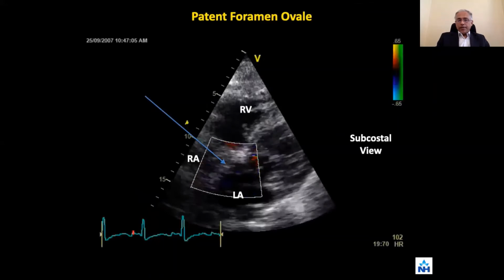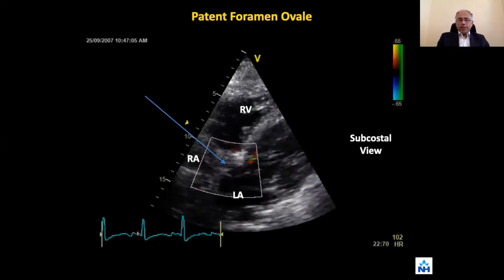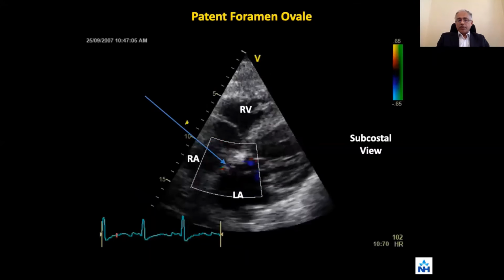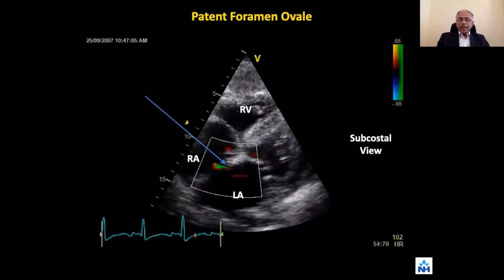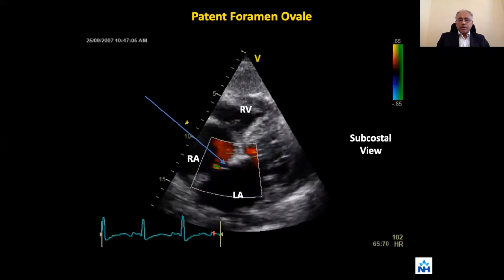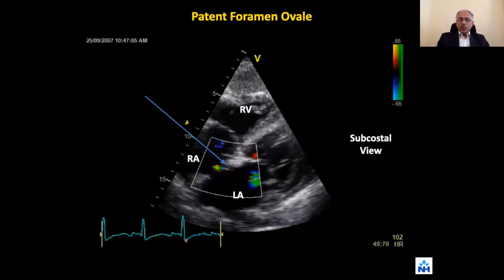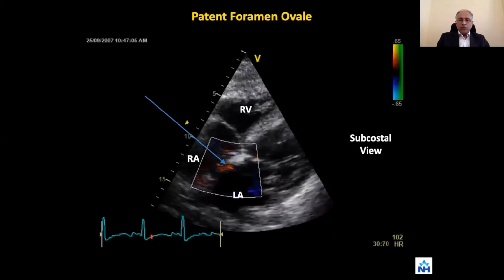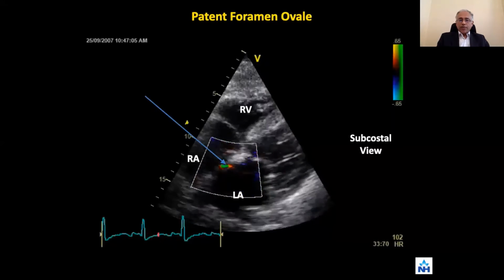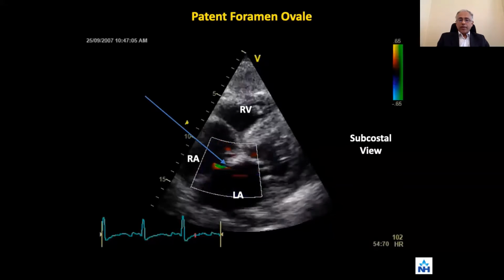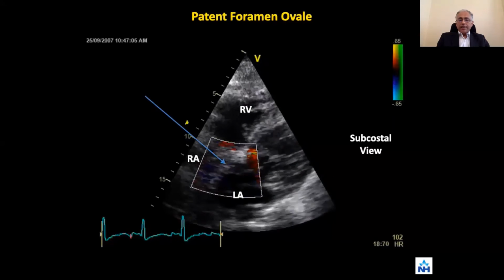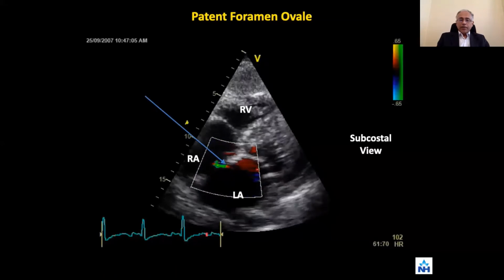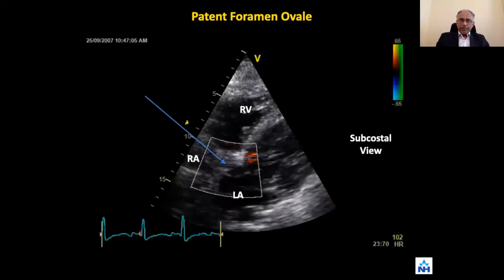Then the flow across the patent foramen is not seen in most of the patients, but you can see it provided you get the right angles. Especially the subcostal view is good to look for any flow, because you're now more perpendicular to the structure and you're more likely to catch the flow much better, because it's a very thin flow and it can be intermittent sometimes. And that turbulence which you see across where the arrow is pointing is where the patent foramen ovale is.